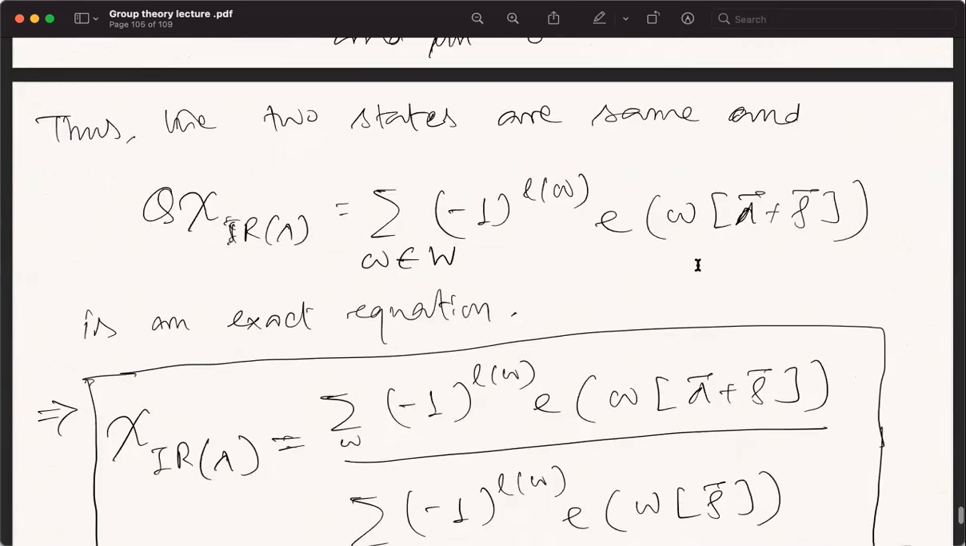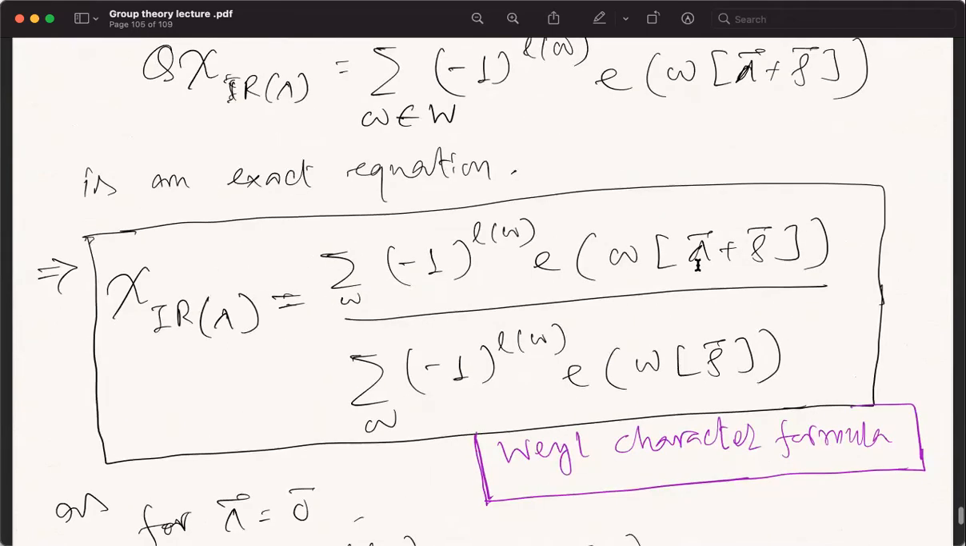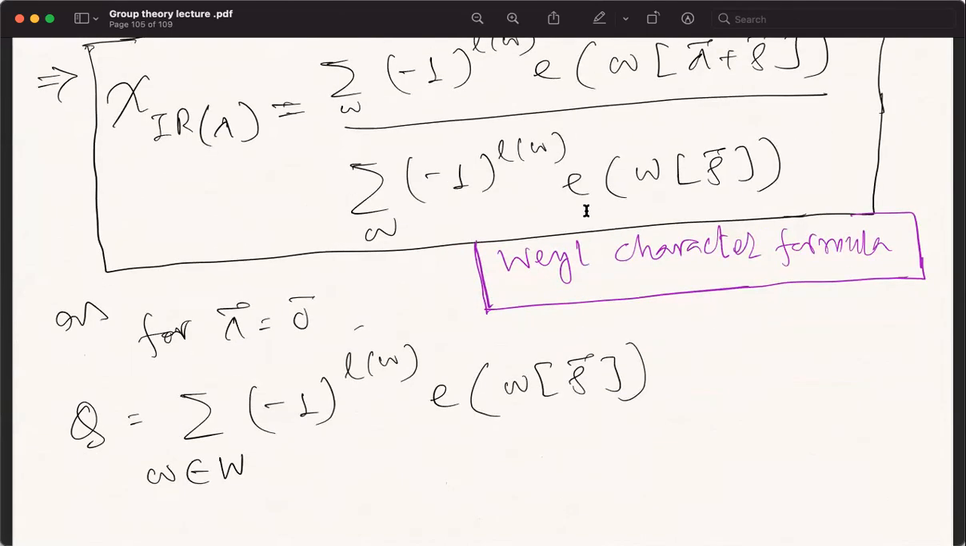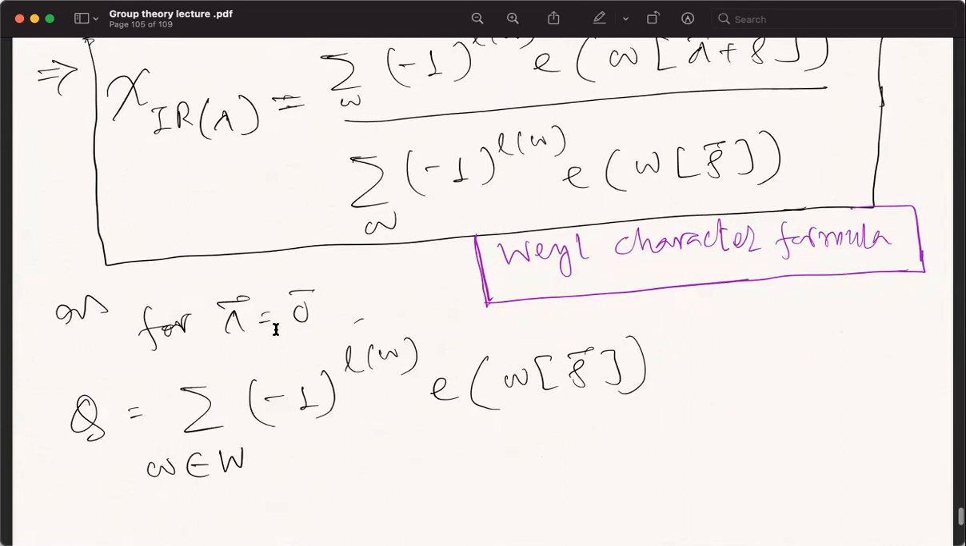Is that actually the exact equation, right? So now from that equation, you can write the irreducible character chi equal to minus 1 to the power L omega, e to the omega of lambda plus rho, over minus 1 to the power L omega, e to the omega of rho, and this is nothing but the famous Weyl character formula, which we will be using later. And for lambda equal to 0, Q is given like this. So that's why the denominator factors out like this.